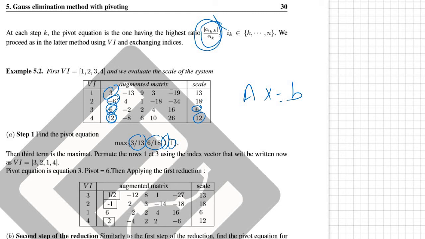So the highest ratio in here is 1. Okay, I can take this one or the second one, but I'm taking the third one. The highest ratio is 1. So my pivot equation will be the equation number 3. So I will keep the matrix as it is, but I will exchange my index vector, and I will exchange 1 by 3 and 3 by 1. So my index vector will be like this.